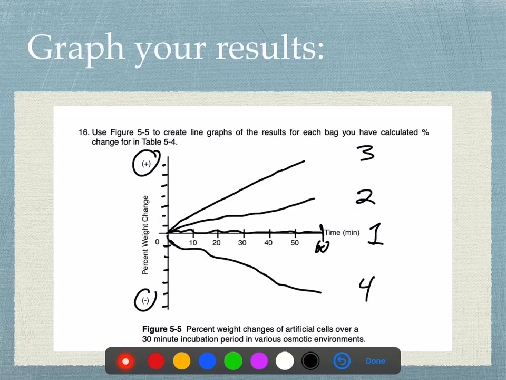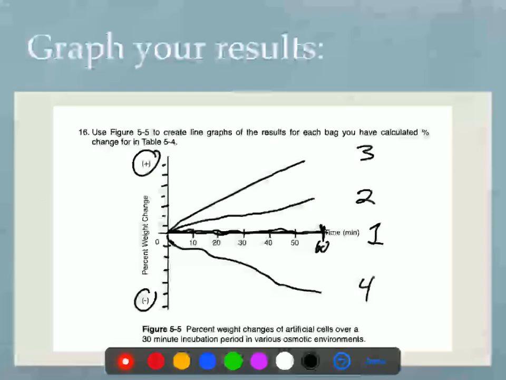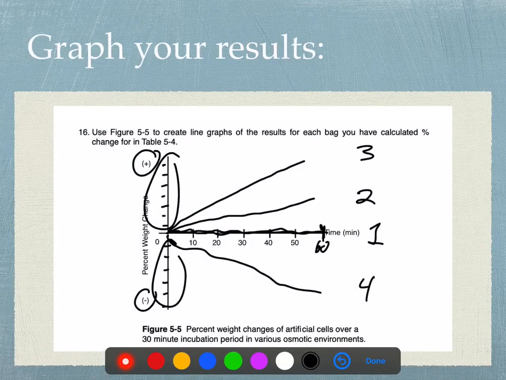right? So I just sort of loosely graph these, but yours are going to be more detailed because you're going to have the appropriate scale here and here to create your graphs.